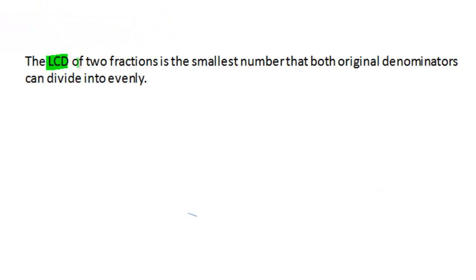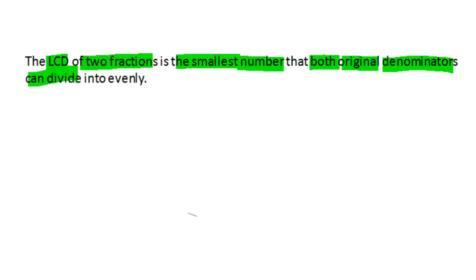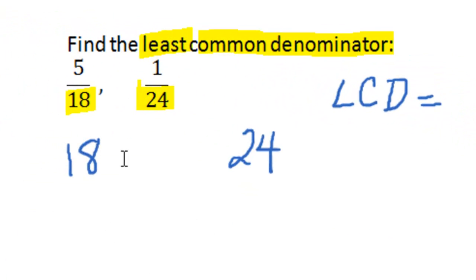The LCD of two fractions is the smallest number that both original denominators can divide into evenly. So because both of the original denominators have to be able to divide into this number evenly, we know that the least common denominator has to be at least 24 for our original problem. Let's go back and look at that. So it cannot be a number that's smaller than 24, because if I used a smaller number, 24 would not be able to go into it.